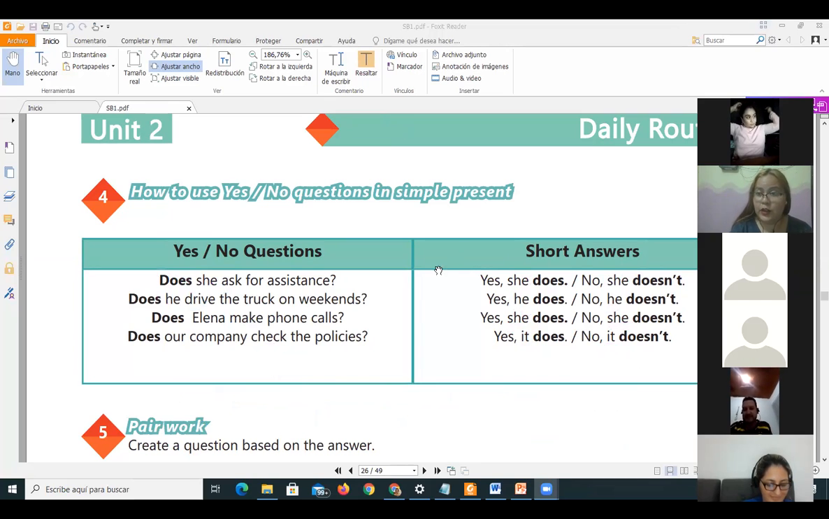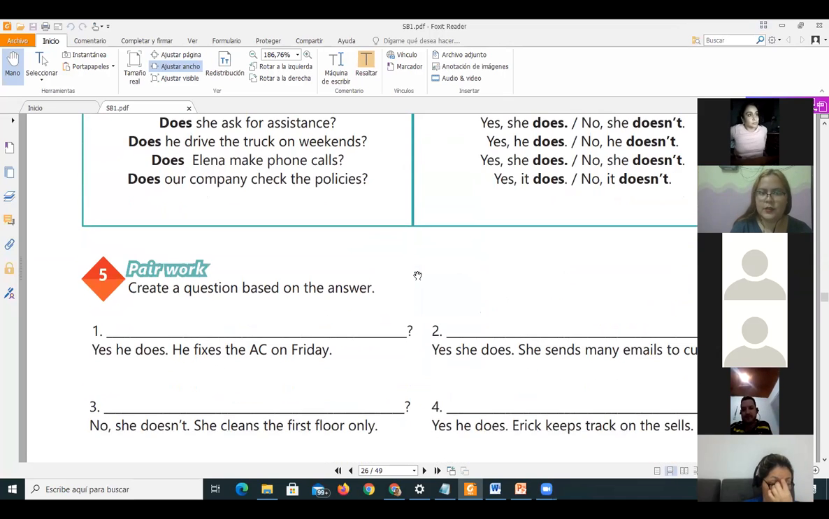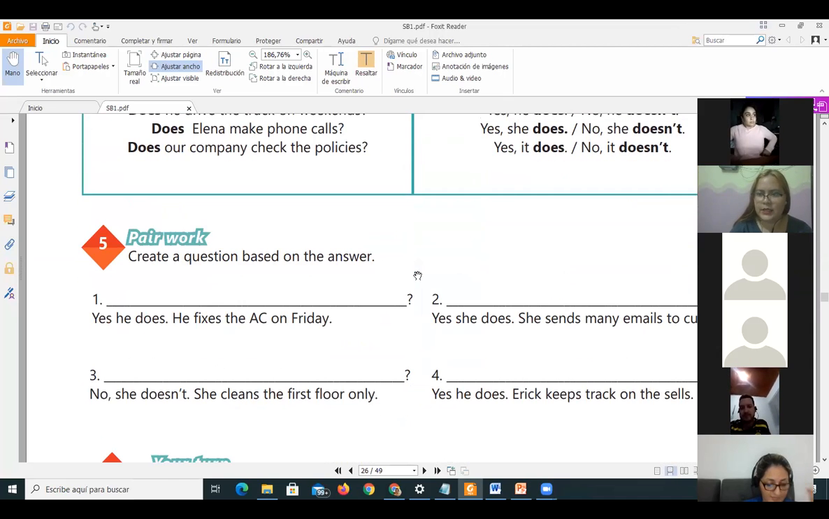Okay, perfect. If you don't have questions about the auxiliary does, let's work on exercise number 5, activity 5 in the manual. Create a question based on the answer. So you have to look carefully at the different answers and create the corresponding question. Number 1, for example, says, yes, he does. He fixes the air conditioning on Fridays.